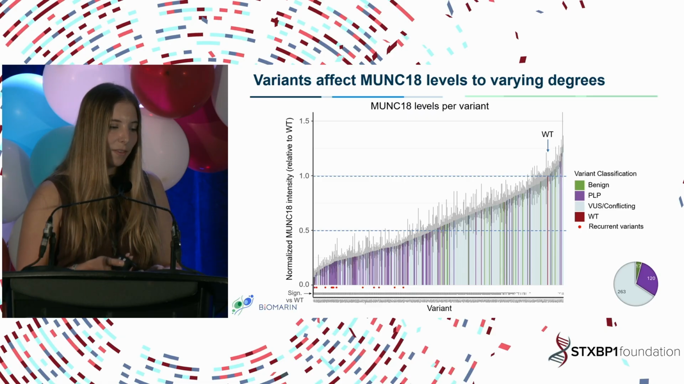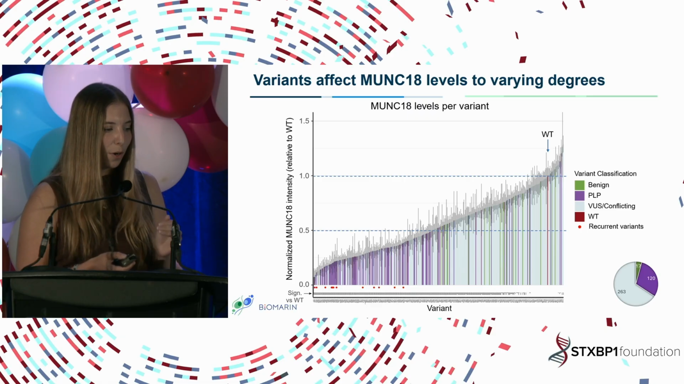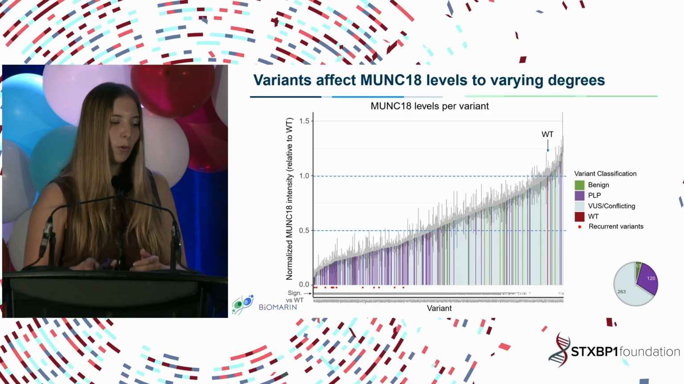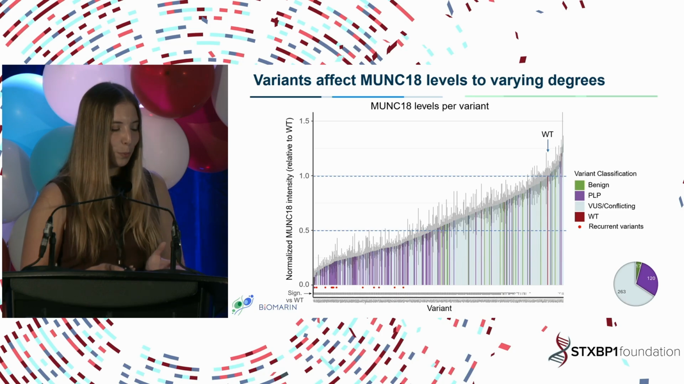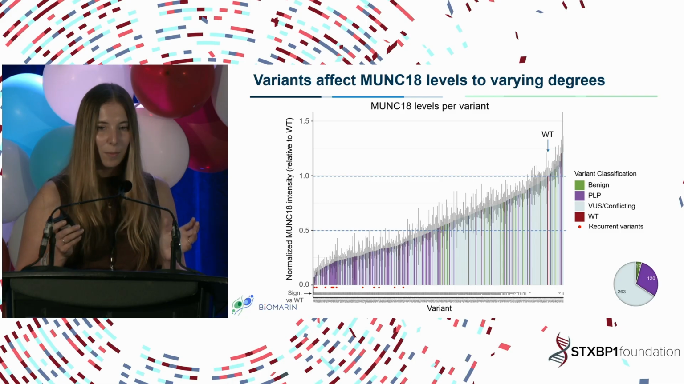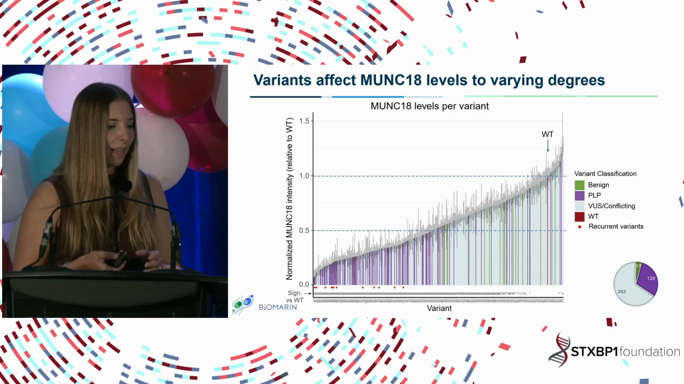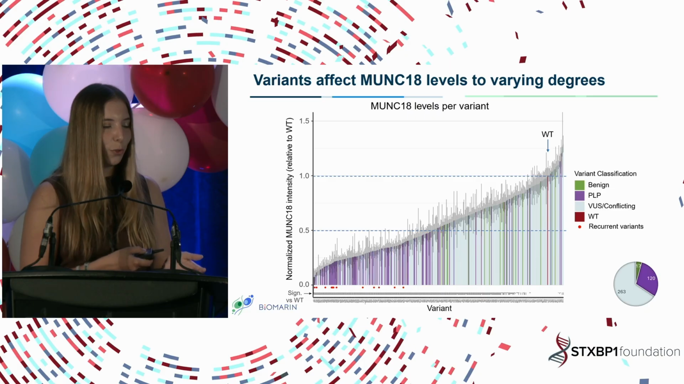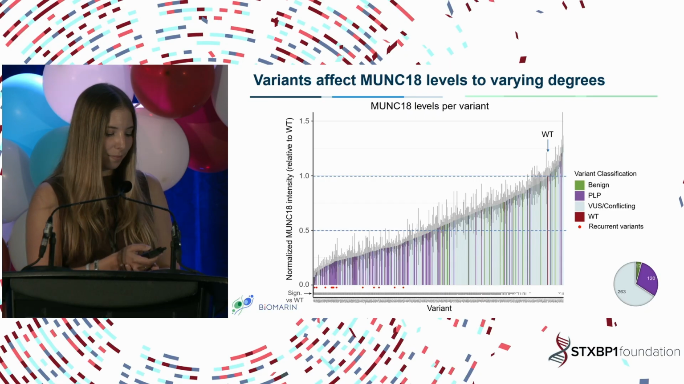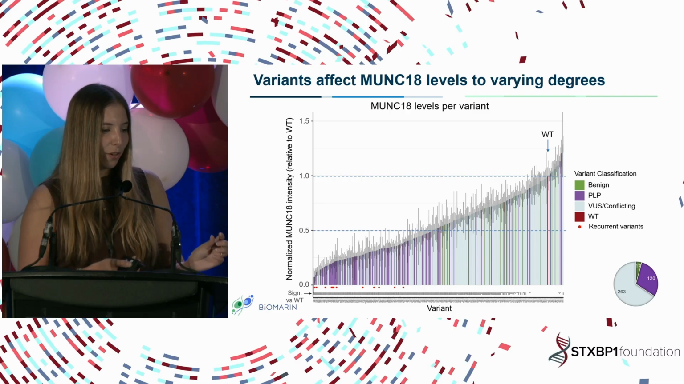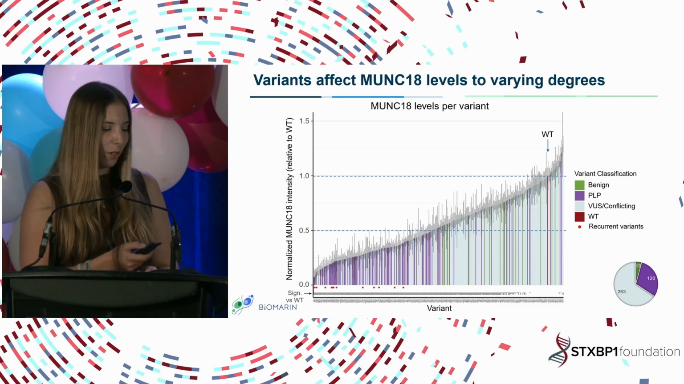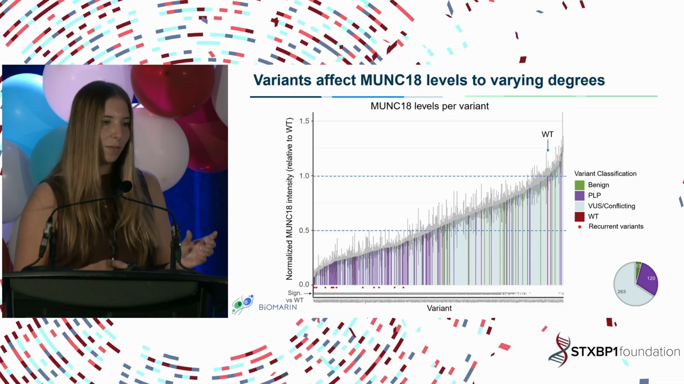As you can see, the benign variants are in green, and all of them are above this 0.5 line, going towards the wild type levels. But if we look at the PLP variants, the pathogenic variants in purple, they are clustering mostly below this 0.5 line. So there's a clear distinction between pathogenic variants and benign variants. And the VUS and conflicting variants are distributed along the whole intensity level, MUNC18 level profile. I also annotated here with the red dot the recurrent variants. These are variants that are found in more than 10 STXBP1 patients. You can also see how they are more towards the lower levels of MUNC18.